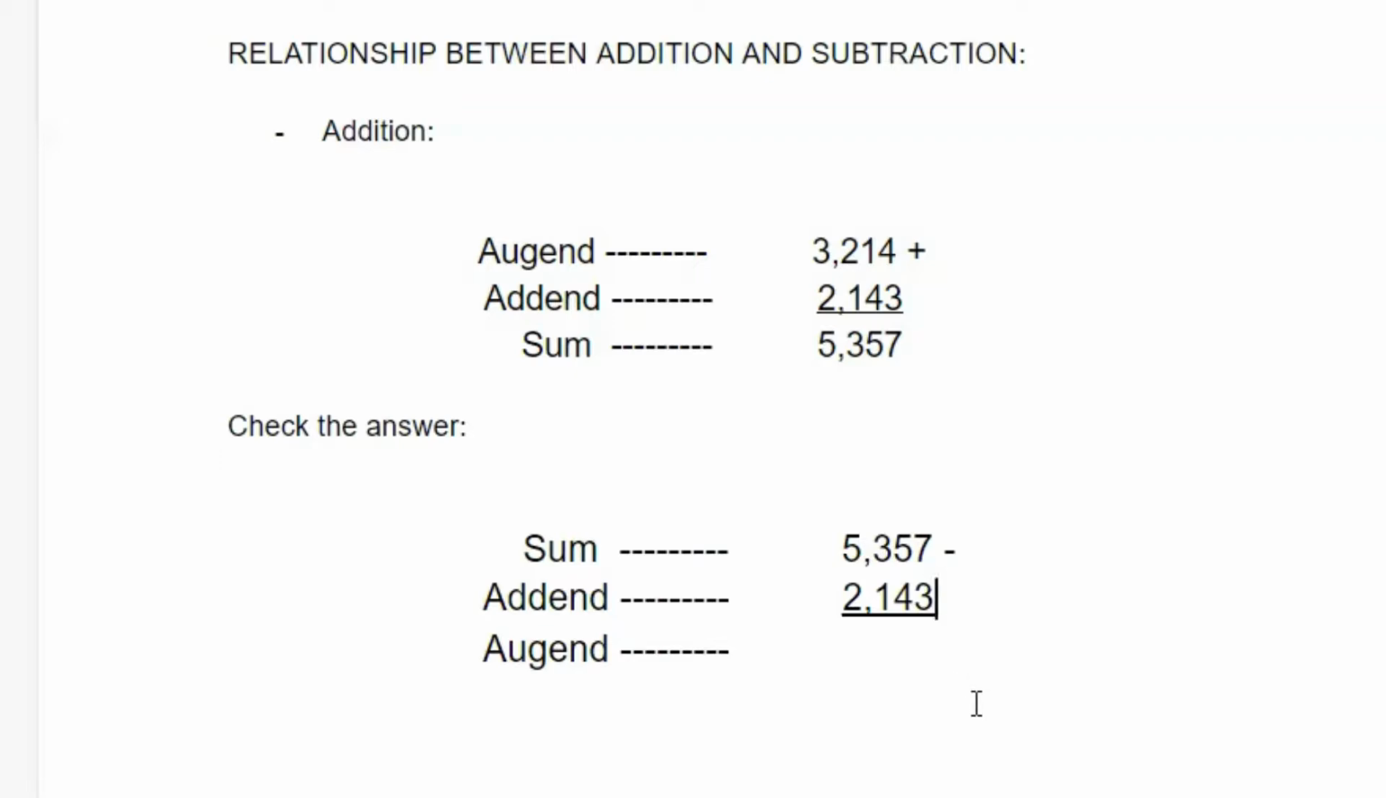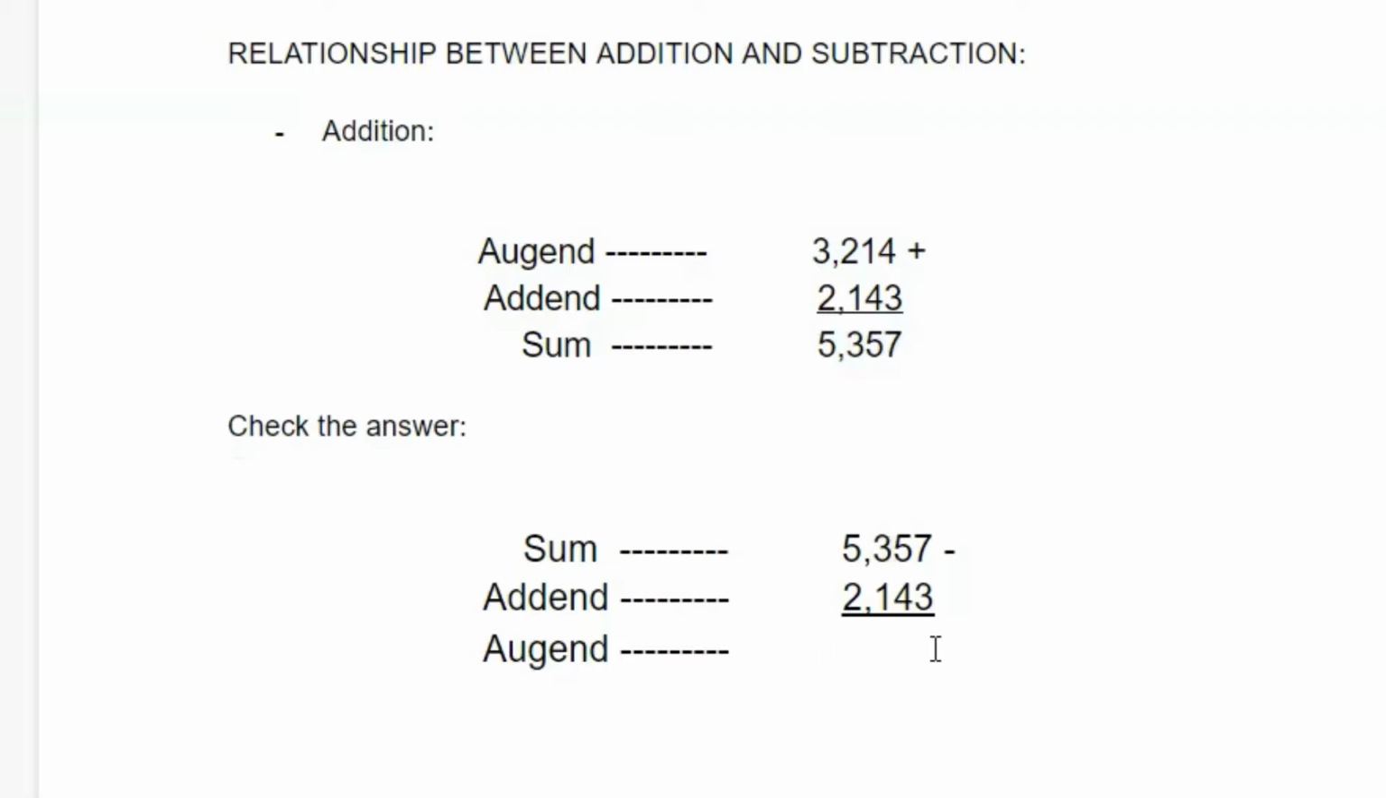In case we get this number as the difference here, it means that we are correct. We have done this addition in the correct way. But if we get a different number that is not 3,214, it means that this sum is not correct. So we have to do the addition again and then restart the process with the check answer. So let's do it together, please.